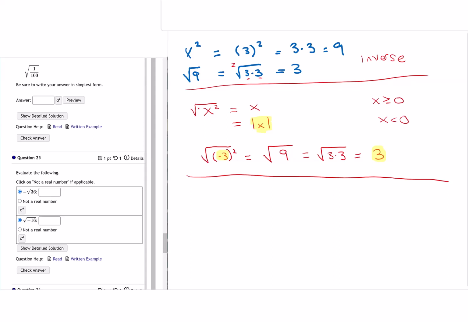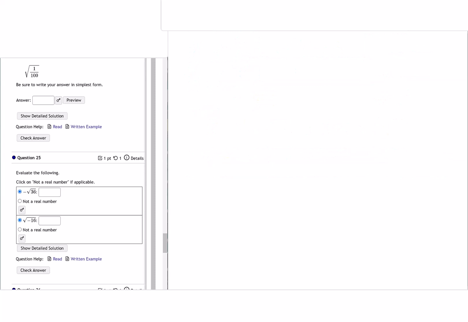Now, some of them are going to be easy for you, and some of them you're going to have no idea what to do, which is why I want to explain. 24. I have the square root of 1 over 100.